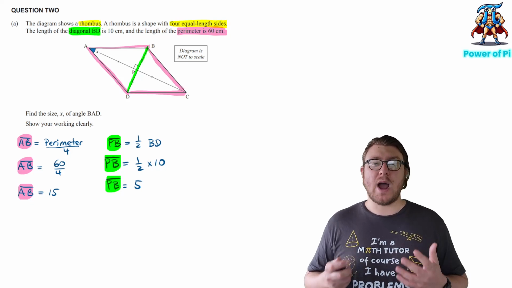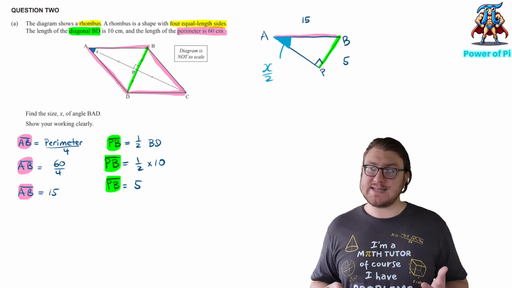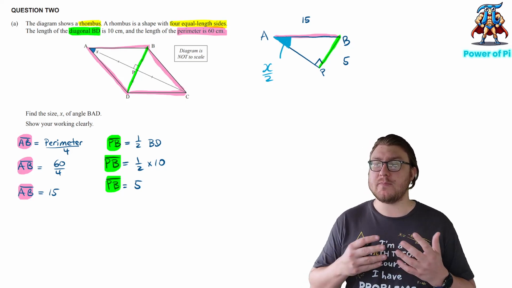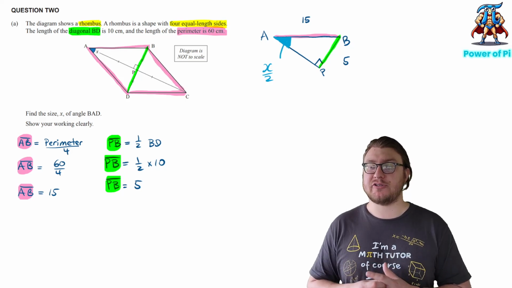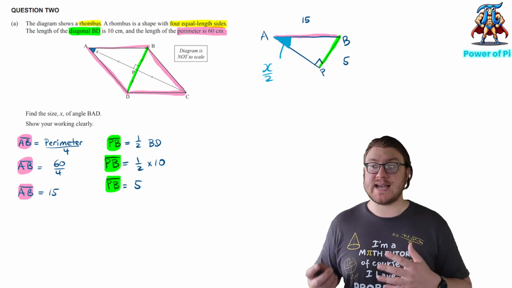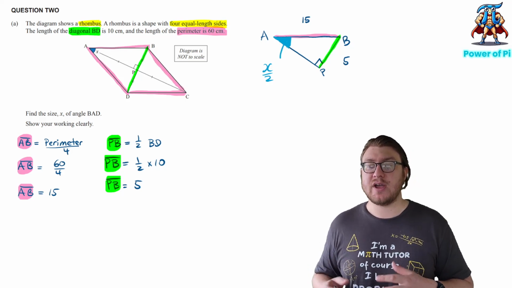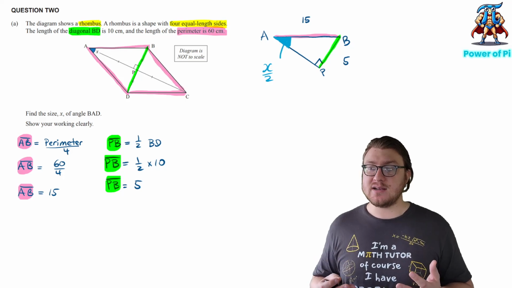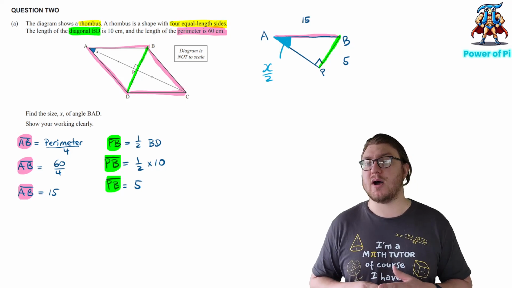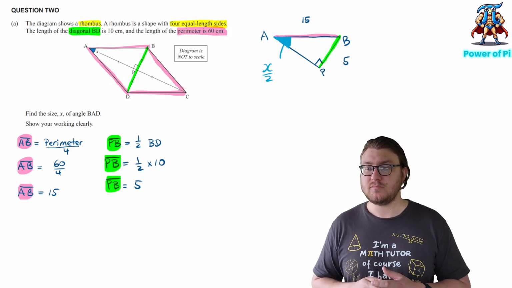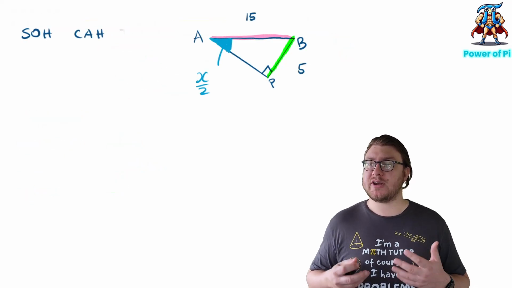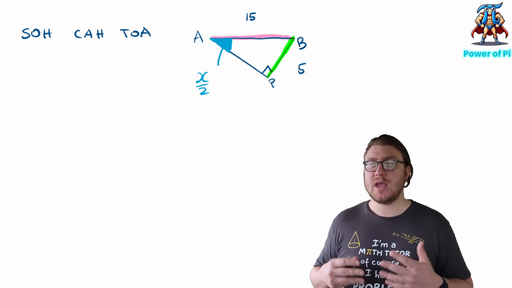Now, why would we want this? Well, as I said before, I can see a right angle triangle, and if I know all the measurements, I can use this to figure out the angle. So we've already figured out the side lengths 15 and 5, but be careful about the angle because the angle here is actually just half of what we're looking for, half of x. So what do we do here? We use trigonometry to figure out the angle.